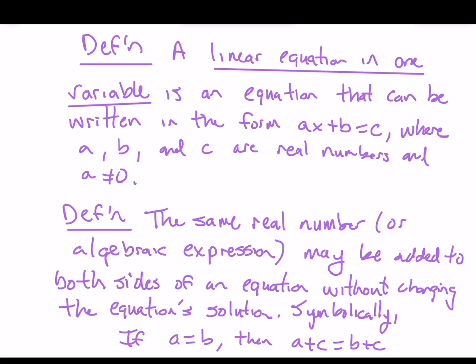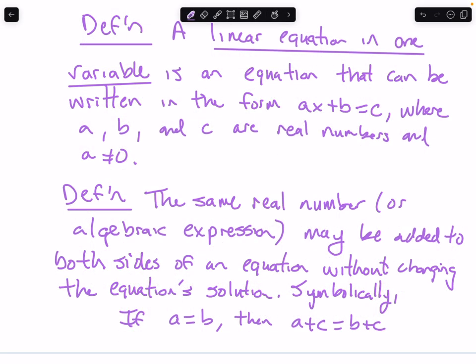What this says is that we can add or subtract any number or algebraic expression to both sides of an equation, and the equation will have the same solutions. This property, that you can add the same number to both sides without changing the equation solution, is called the addition property of equality.